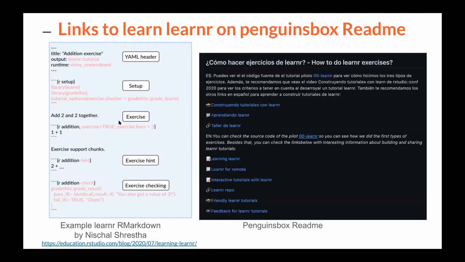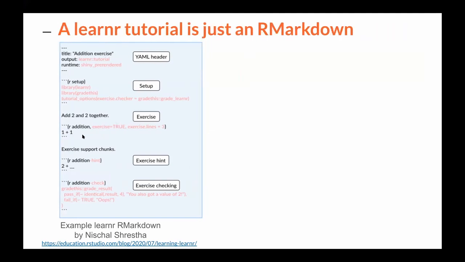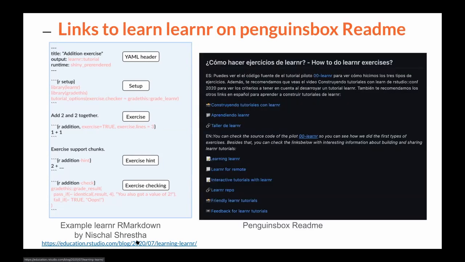The way that exercises are created is that you have to put in the chunks here that it is an exercise. And for the hints as well, you have to specify there is a hint. And then to check the correct answer, there's this check tag. Please go ahead and visit this blog because it's very informative. We have shared a lot of resources on how to do learnr tutorials in the README for our package. So please visit, and you will be able to see how to create this learnr.